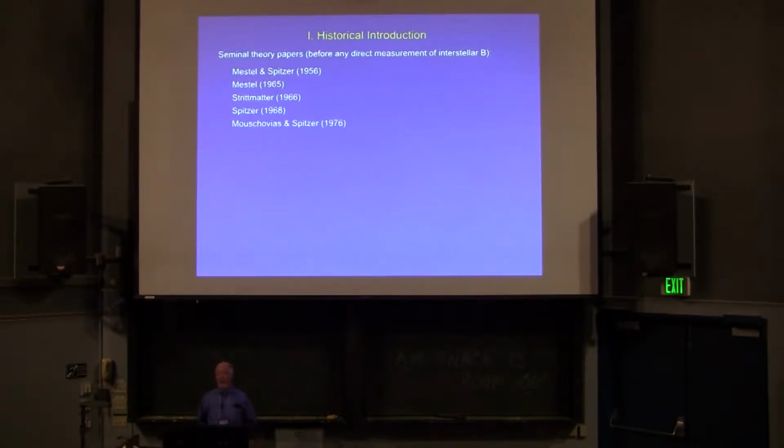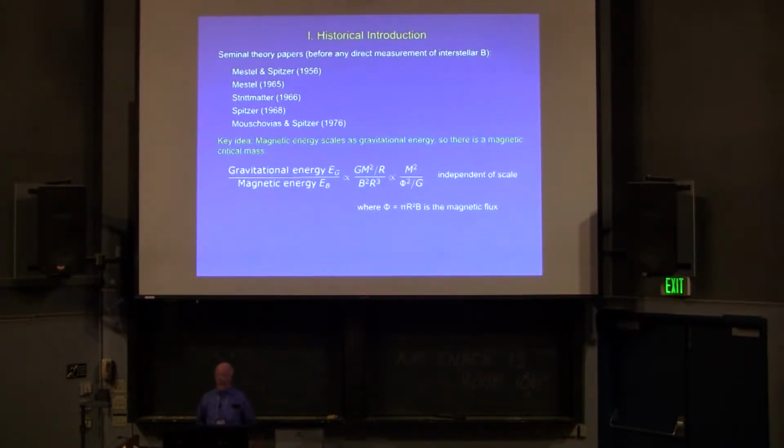So, basically I would say those are pretty tenuous arguments, and neither one of them really gave you any feeling about the magnitude of the field. But despite that, theorists were able to go ahead and study the effects of magnetic fields and actually do it with fairly realistic values for the field. The key idea that they developed was that the magnetic energy scales with the gravitational energy, so there is a magnetic critical mass.